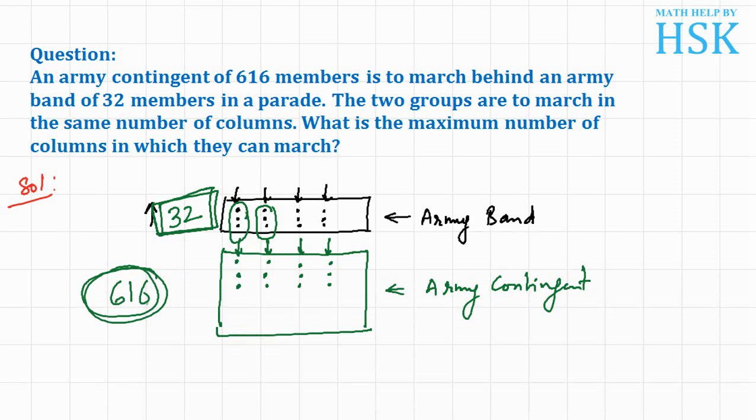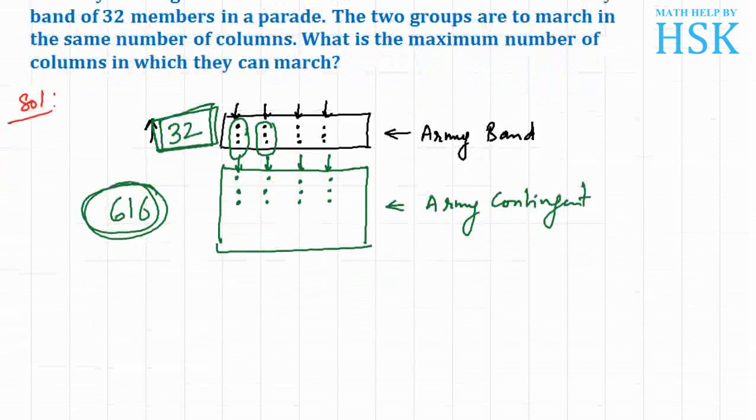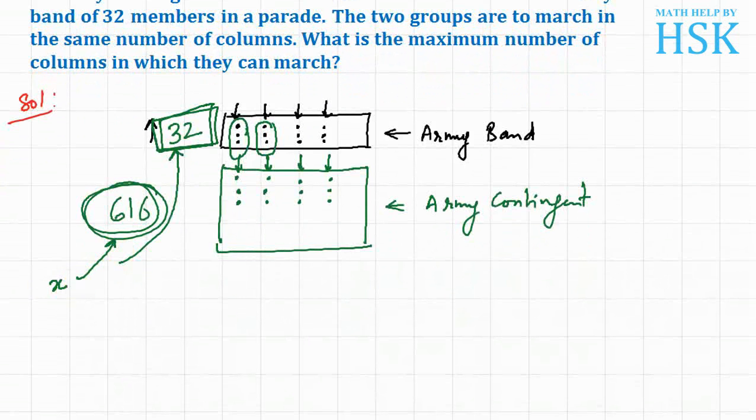Now we want to divide them into columns. So to divide them into an equal number of columns, we require a number. Suppose this number is x, so this number should divide both of them. A number which divides both of them would give the number of columns in which the army band as well as the army contingent is going to march. And we want the maximum number of columns.